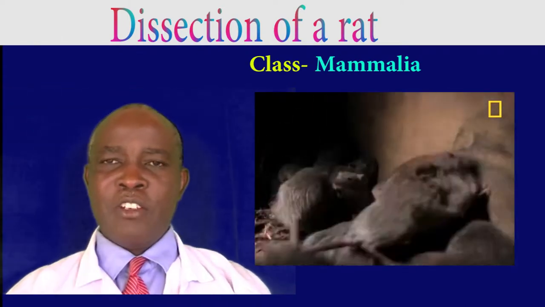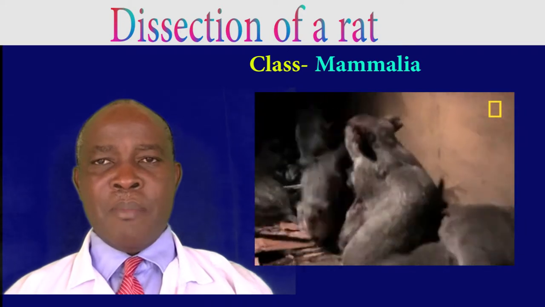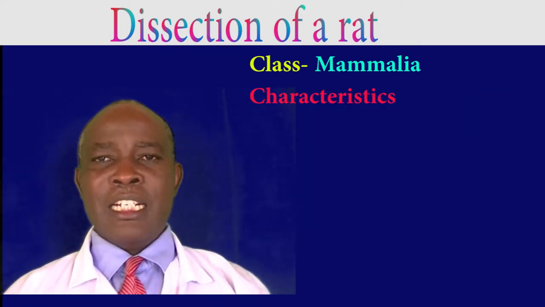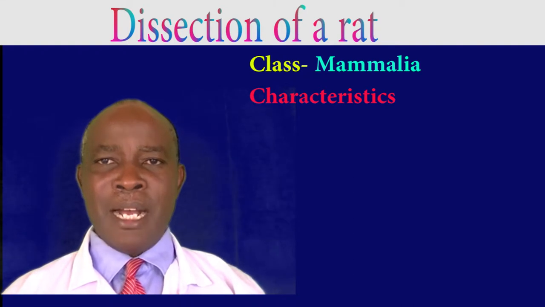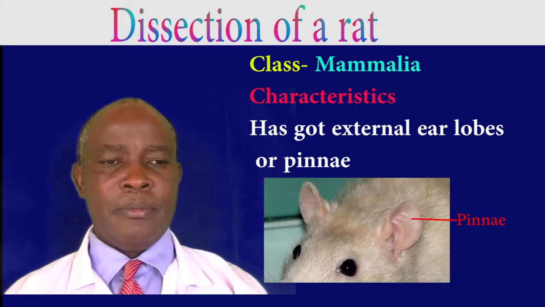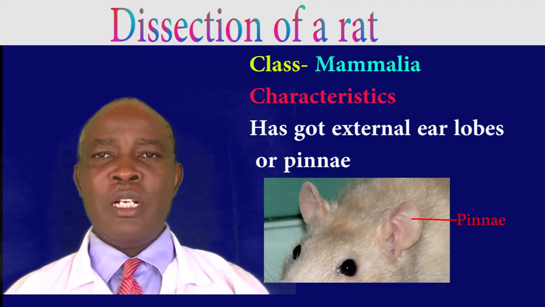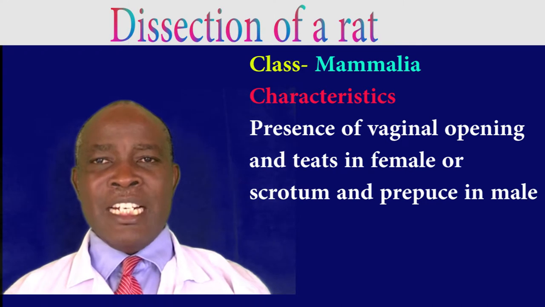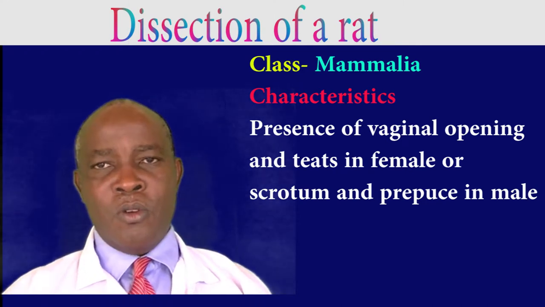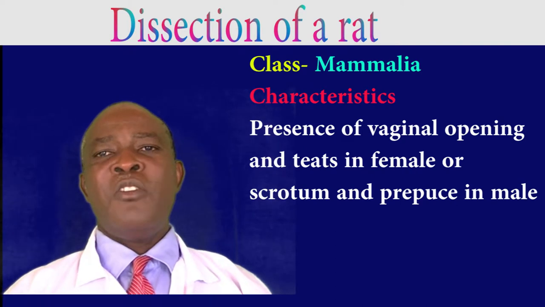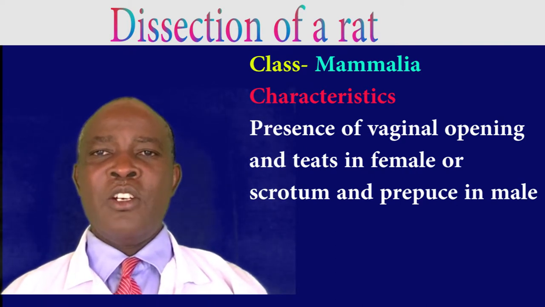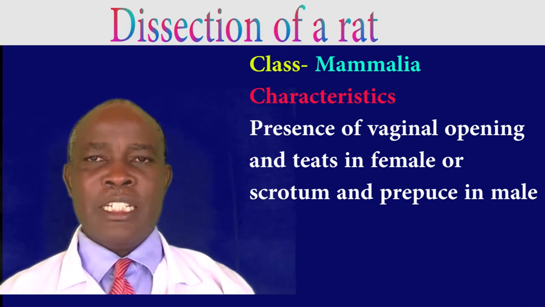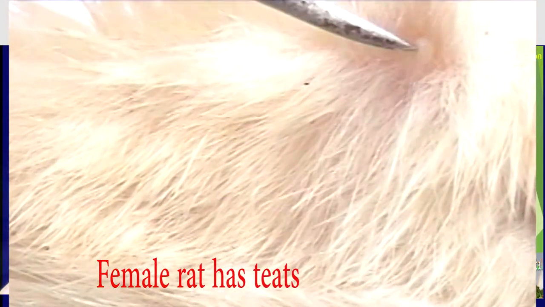Class. The class of a rat is Class Mammalia. Characteristics of animals in Class Mammalia include: the body is covered with fur. It has external earlobes or pinna. We can distinguish a male rat from a female rat by the external genital system. For instance, a female rat has a vaginal opening and teats.